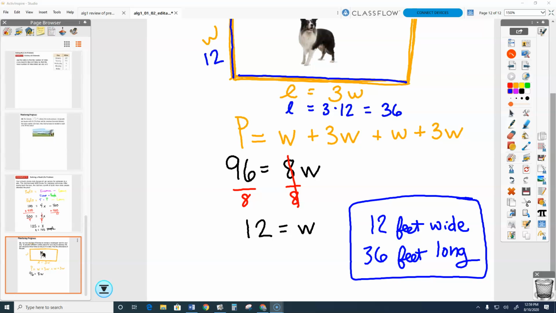But don't let the word problems intimidate you. Just break them down into a formula and then solve for your unknown. All right, so go ahead and practice those. And in the next video, we will do Chapter 1, Lesson 3.